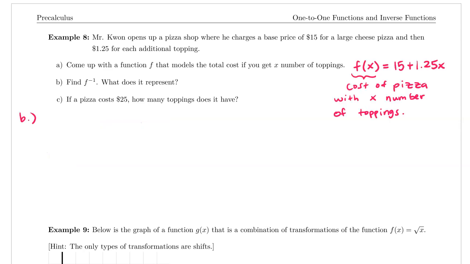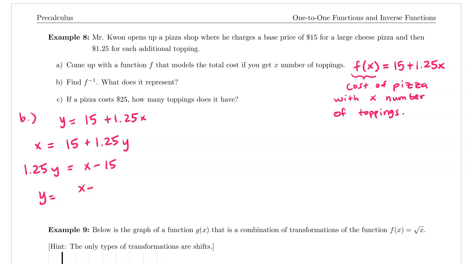Part B says find f inverse. What does it represent? So I'm going to go ahead and have y equal 15 plus 1.25x, and then I'm going to swap the location of x and y. And now I want to solve for y. I'm going to subtract 15 from both sides, and then divide both sides by 1.25, and that's going to give me y equals x minus 15 over 1.25. And now my last step is I just replace y with f inverse.